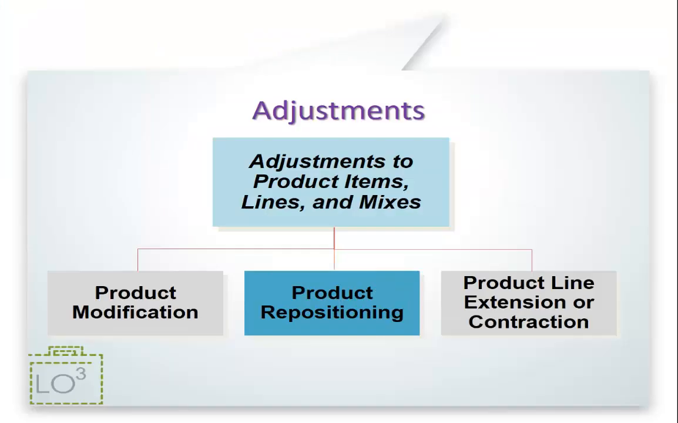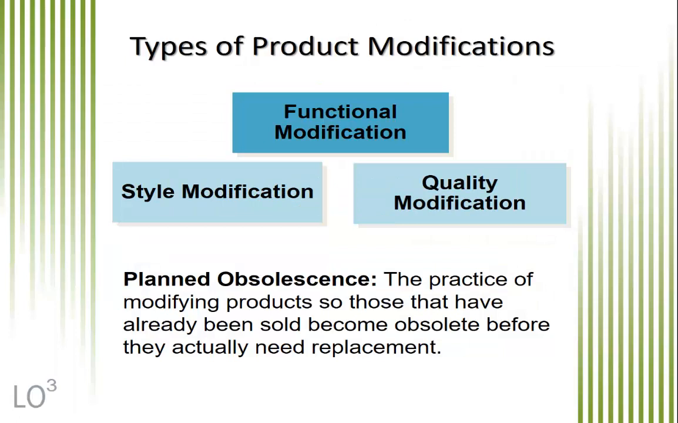Over time, firms change product items, lines, and mixes to take advantage of new technical or product developments or to respond to changes in the environment. The three stages for making these changes are product modification, product repositioning, and product line extension or contraction. Let's first talk about product modification. Marketing managers must decide if and when to modify existing products. Product modification changes one or more of the product characteristics.